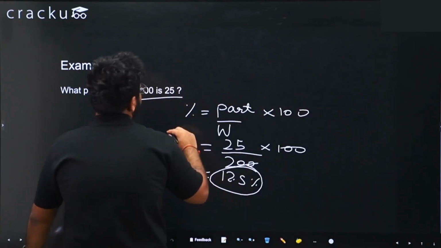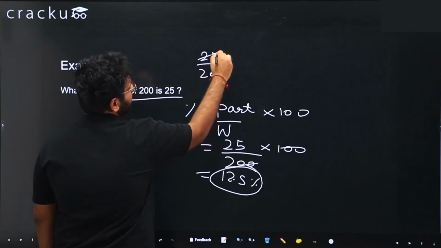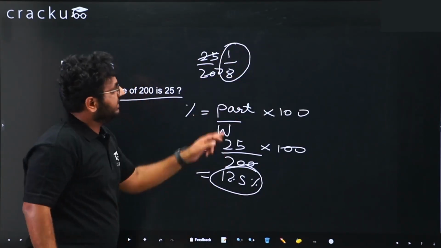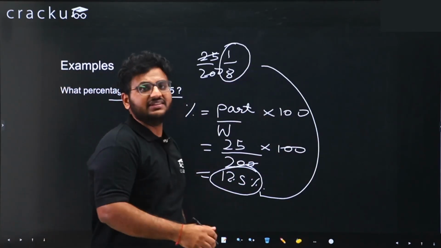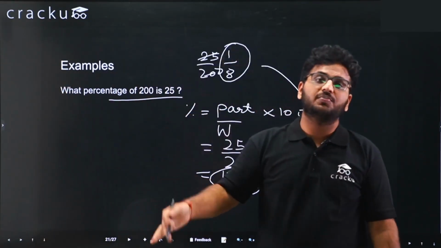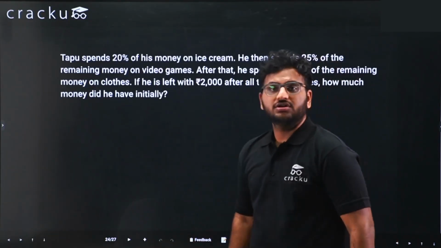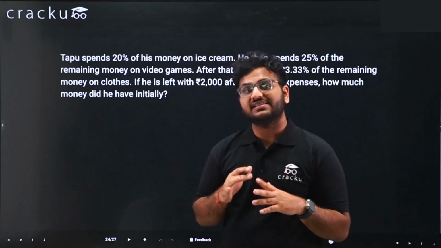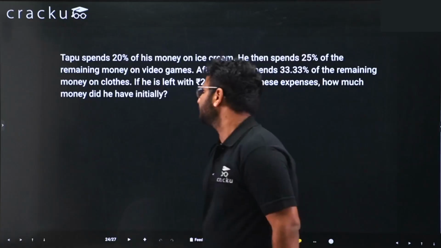So what is fraction into percent? So 25 by 200, which is equal to 25 into 8 is 200. So 1 by 8. So we know that 1 by 8 is what? 12.5%. That's why learning fraction into percentage will help you do quick calculations. So after this question, I have two interesting IPMAT previous year questions. So please stay till end.